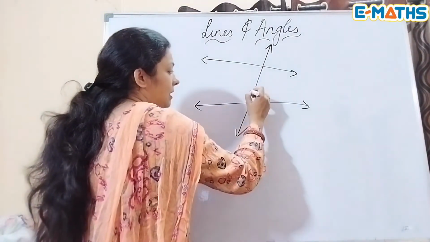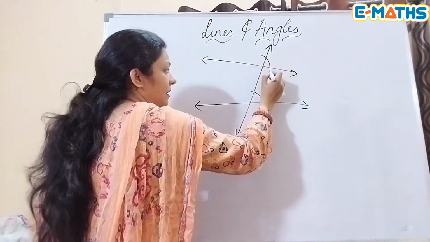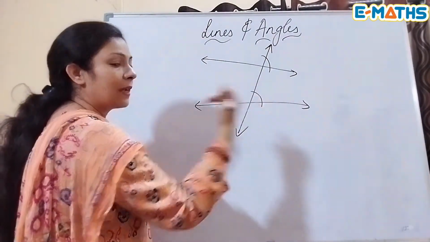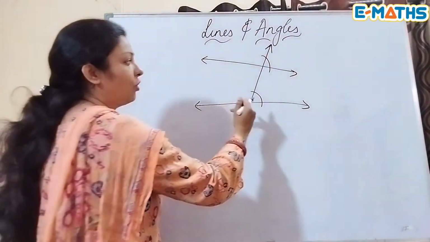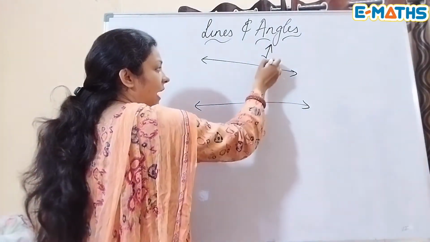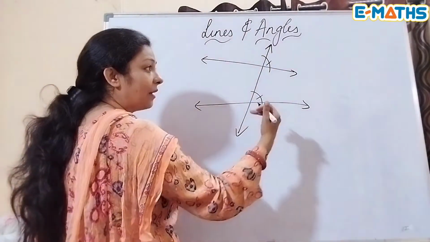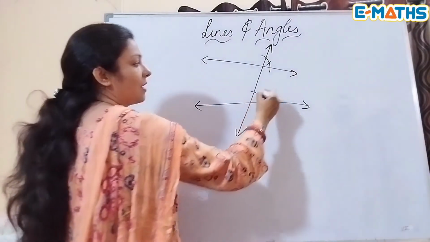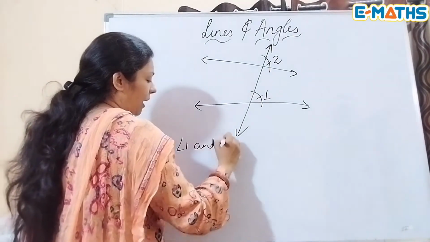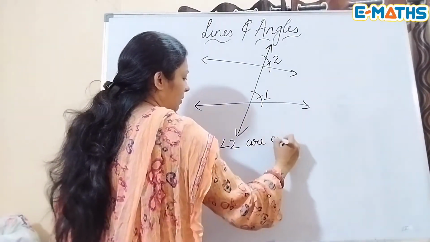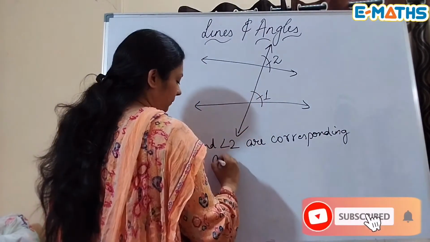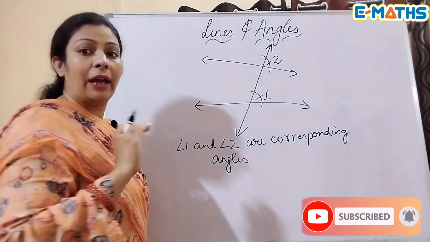Now, this pair and this pair, as we can see, both these angles are on the same side of the transversal and they are on top of both the lines, right? So when we talk about such angles that are on the same side of the transversal and upwards, those angles are named as corresponding angles. So angle 1 and angle 2 are corresponding angles. I hope I'm clear now.